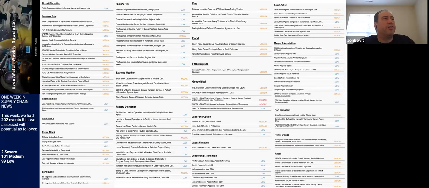This is a hard slide to read, but just to let you know, these are the events that happened in one week: 202 events, 2 severe, 101 medium, and 99 low. But even what we consider low could still impact a company. There could be a labor dispute or a flood or a recall. The reason we report, track and monitor them is they could be impactful, even something we consider low. And this is just one week.